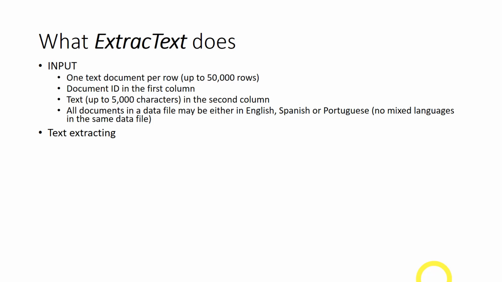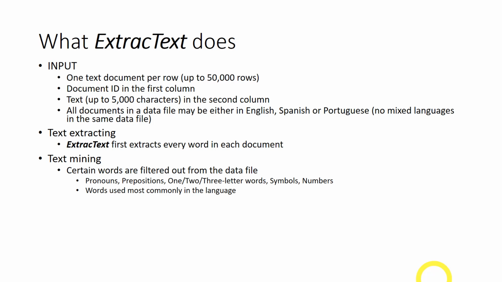It performs three basic functions. The first one is text extracting. Essentially, it extracts every word in each document. Second function is text mining. It goes through the words extracted from each document and filters out words that are typically not very informative: pronouns, prepositions, one, two, or three letter words, symbols, numbers, and words that are very common in the language. They're so common that they do not describe very well the contents of different documents.